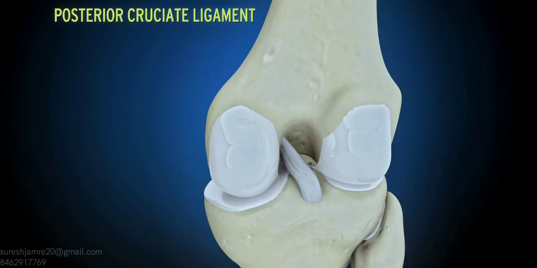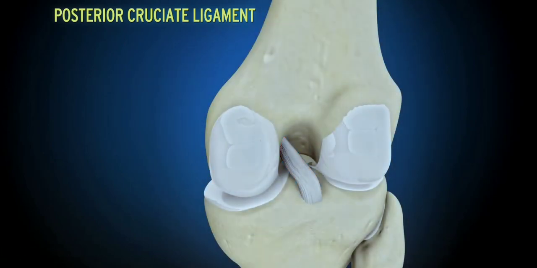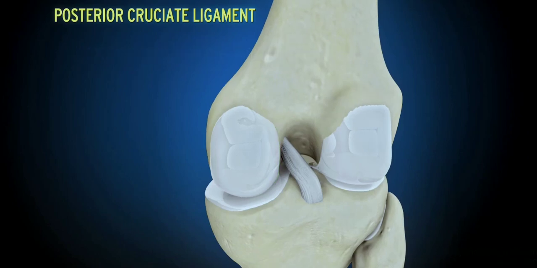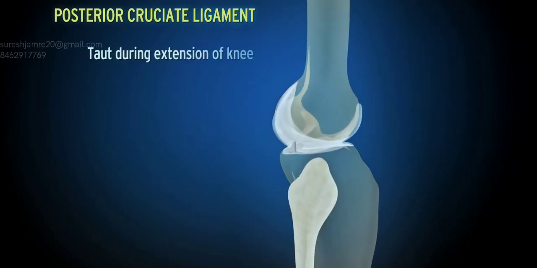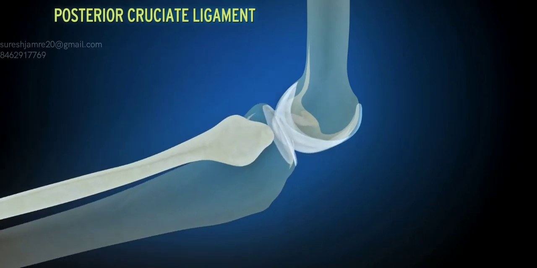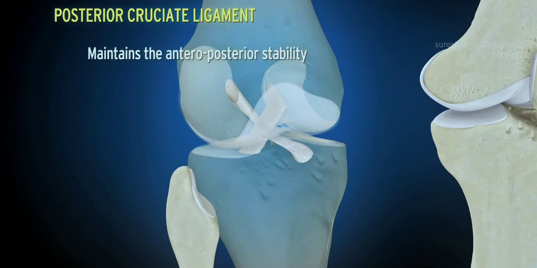Posterior cruciate ligament. It begins from posterior part of intercondylar area of tibia, passes upwards, forwards and medially, and is attached to the anterior part of lateral surface of medial condyle of femur. It becomes stout during flexion of knee. It prevents hyperflexion. Both cruciate ligaments form a bond between tibia and femur and maintain the anterior-posterior stability of knee joint.